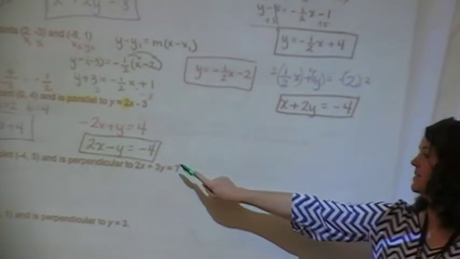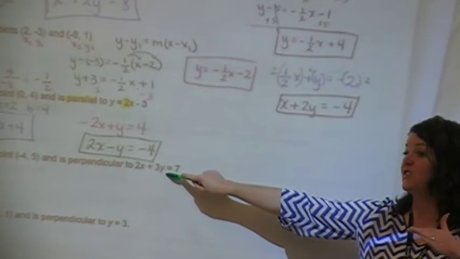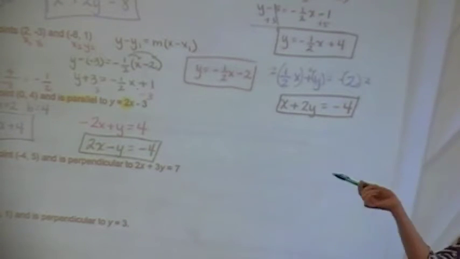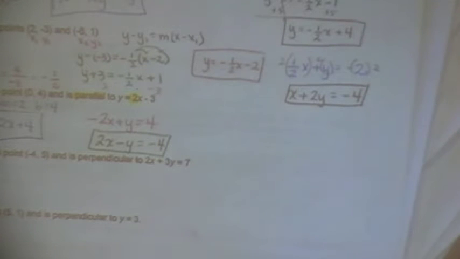I need to solve this one into slope-intercept form. Yeah, get y by itself. If I get this into slope-intercept form, then I'll at least have my slope, and I can fix that. So let's do that first. You do it. You know how to do this.